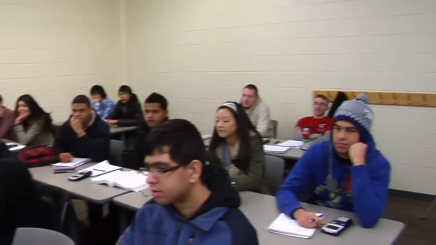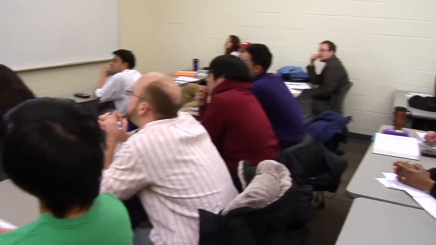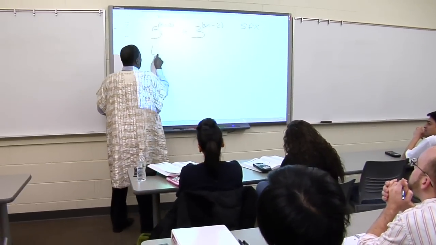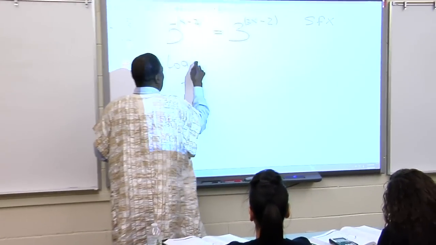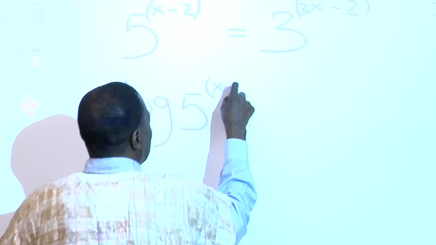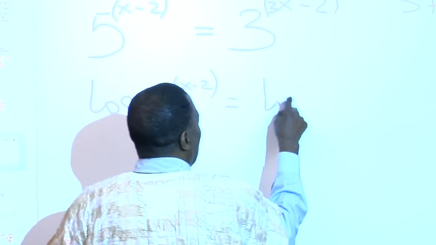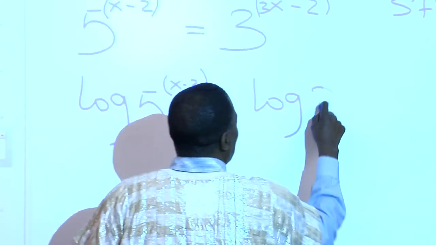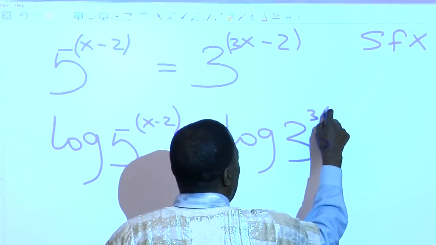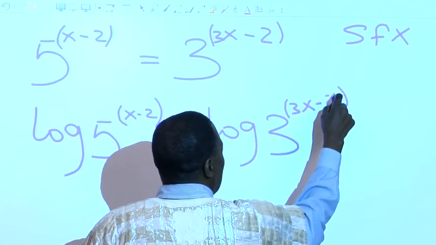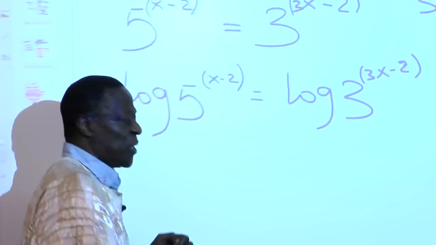Go ahead. Take the log of each side. What type of log? Log base 10. Base 10? Do we all agree with that? Yeah. I think that's a fair start. Then we could say log 5 raised to the power x minus 2 equals log what? 3 raised to the power 3x minus 2. Yep. That looks cool.